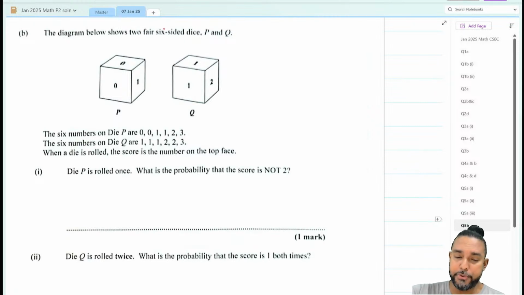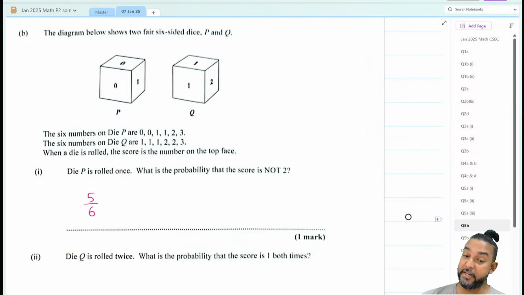Anyhow, the diagram below shows 2 fair 6-sided dice, P and Q. The 6 numbers on die P are 0, 0, 1, 1, 2, 3. So this die has 2 zeros, 2 ones, and a 2 and a 3. The 6 numbers on die Q are 1, 1, 1, 2, 2, 3. So you have 3 ones, 2 twos, and a 3. Die P is rolled once. What is the probability that the score is not 2? For the score not to be 2, there's only one 2 on all 6 faces, so there are 5 other items that are not 2. So 5/6 is the answer.